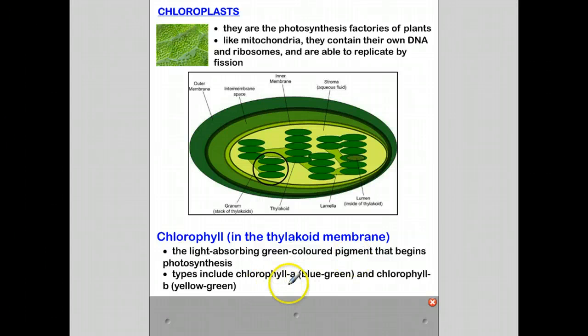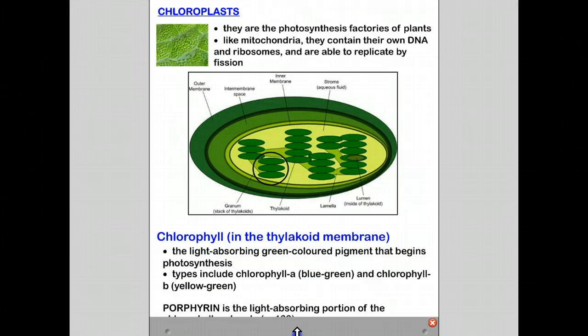And there's two types. There's chlorophyll A and there's chlorophyll B. And basically they were just given their different names based on the type of light that they absorb and reflect. And then one more important molecule is called porphyrin. It's the light-absorbing portion of the chlorophyll molecule.